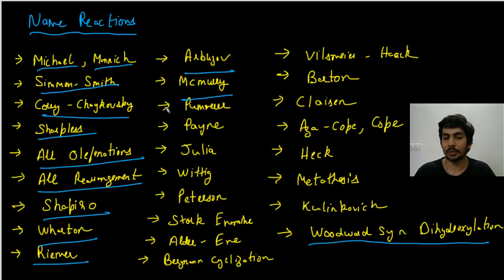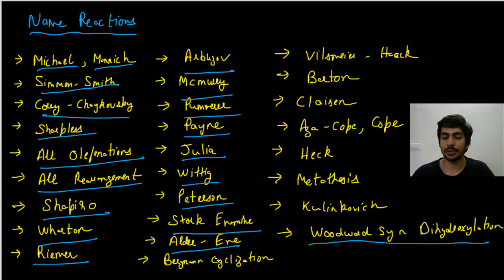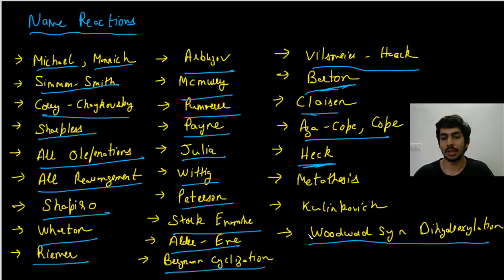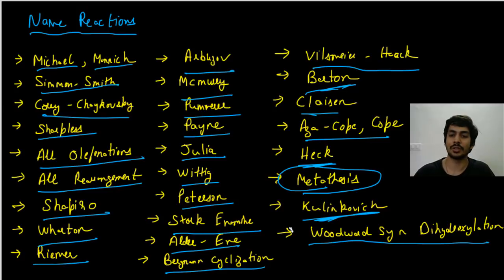Then rearrangements I have particularly listed which have been asked before, like Pummerer rearrangement, Pinacol rearrangement. Similarly, olefinations that have been asked before are Julia olefination, Wittig reaction, Peterson olefination is very important. Then your Stork enamine reaction, Alder-Ene reaction, Bergman cyclization. Then we have Vilsmeier-Haack. Barton reaction is quite important. Claisen and Oxy-Cope is very important. Heck, I already mentioned, is quite useful. Metathesis is something that if you want you could do. Knoevenagel, which is also a part of olefination. So that's why I'm saying olefination, and most recently Takai olefination was also asked, right?